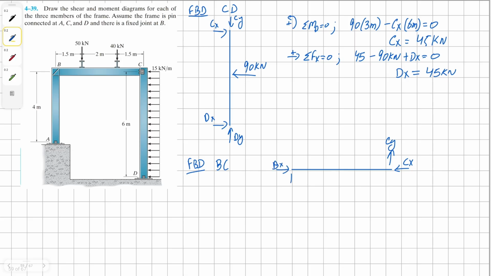horizontal and vertical force, plus we're going to have moment at B, and then we have 2 point loads. One is 40 kilonewton and the other is 50 kilonewton. Distance between the two force vectors is 2 meters and 1.5 meters on each side.